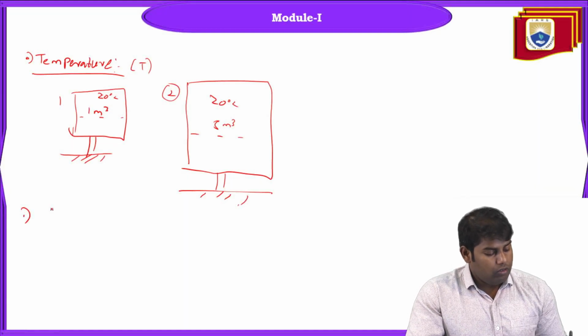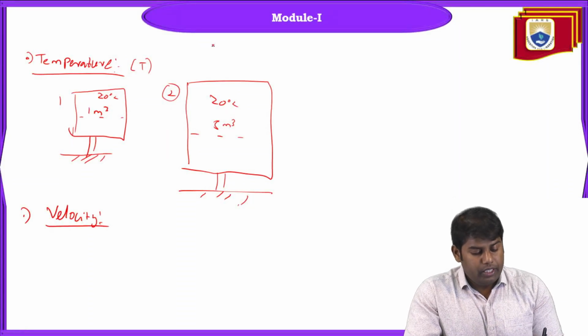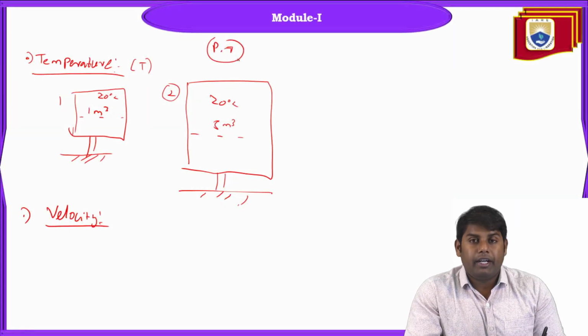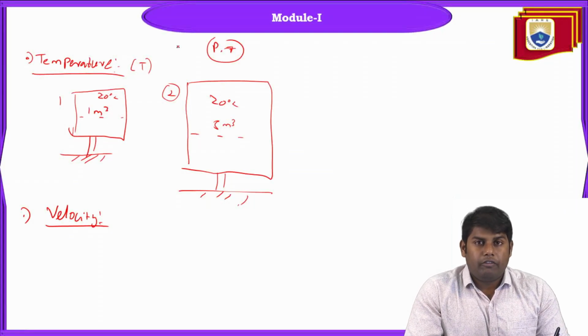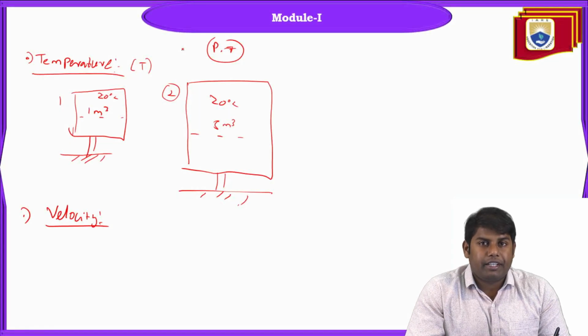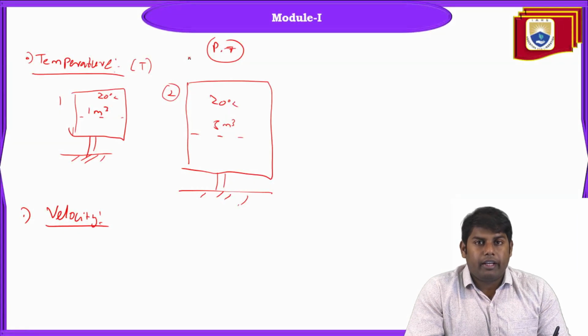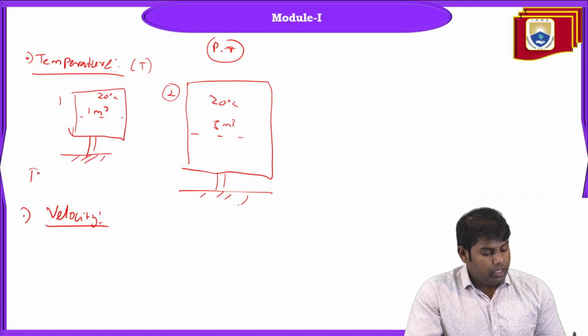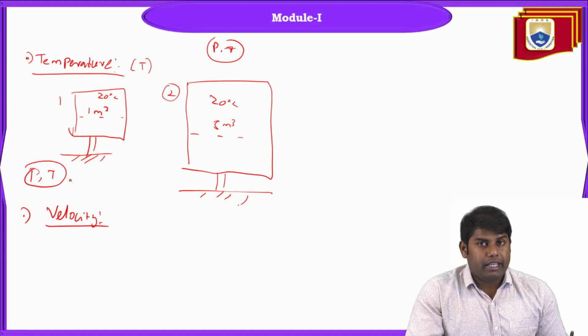Next we have velocity. Previously we discussed pressure and temperature. Pressure and temperature are scalars. The difference between vector and scalar is that a vector has both magnitude and direction, while a scalar does not have any direction. It can go in all directions, and we define only magnitude for a scalar. So here pressure and temperature are both scalars.